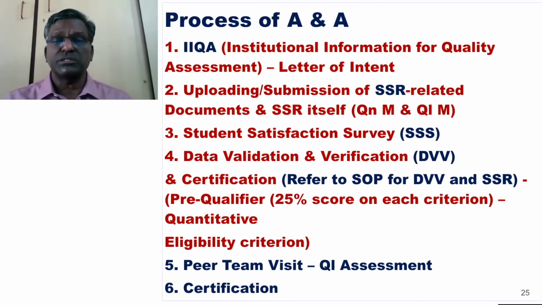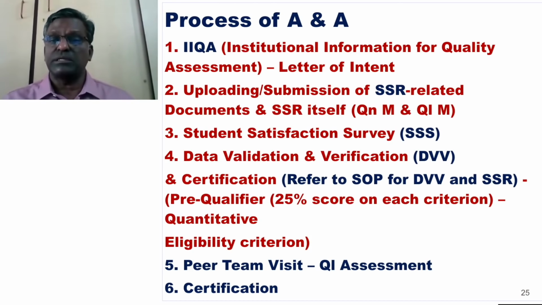Now, as the process is going on, there is something called DVV, data validation and verification. I'm sorry, I put data verification and validation. It is data validation and verification. Earlier, when I talked about metrics, I said there are 2 types of metrics. We have qualitative metrics and quantitative metrics. A qualitative metric describes a phenomenon or an event or a facility, whereas a quantitative metric presents numbers, presents data. Okay, fine.